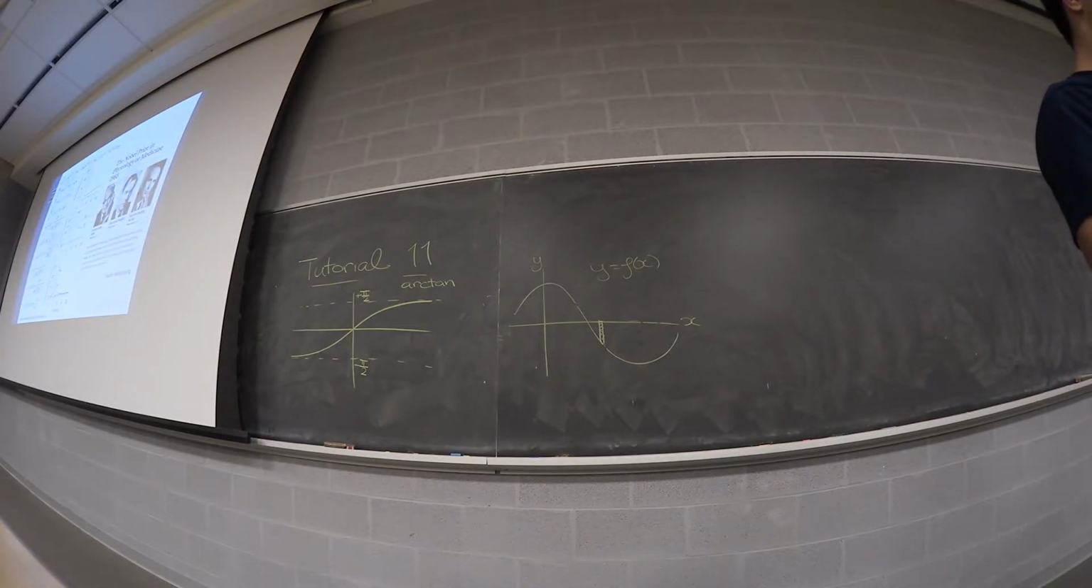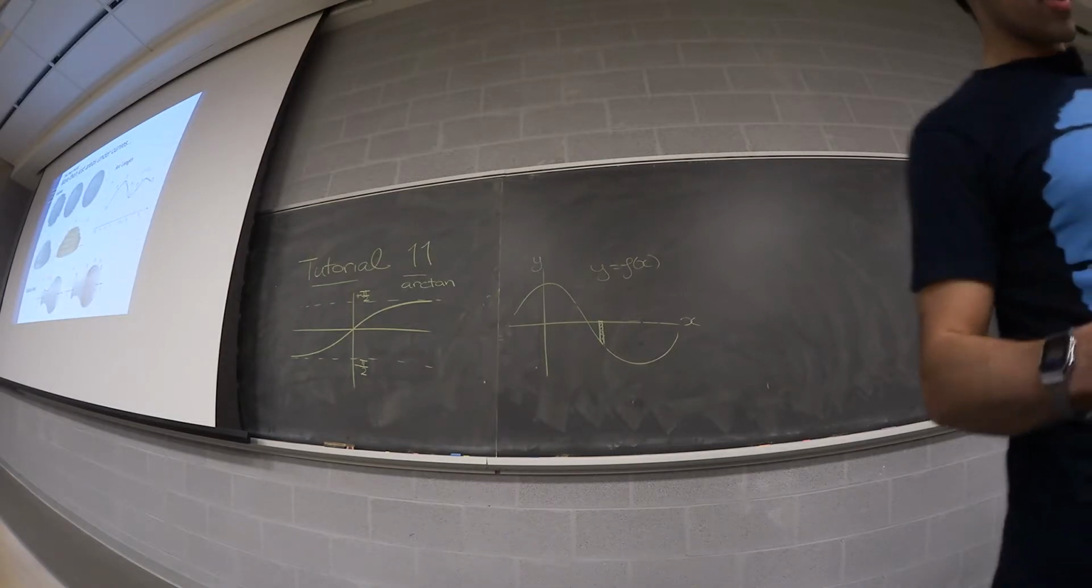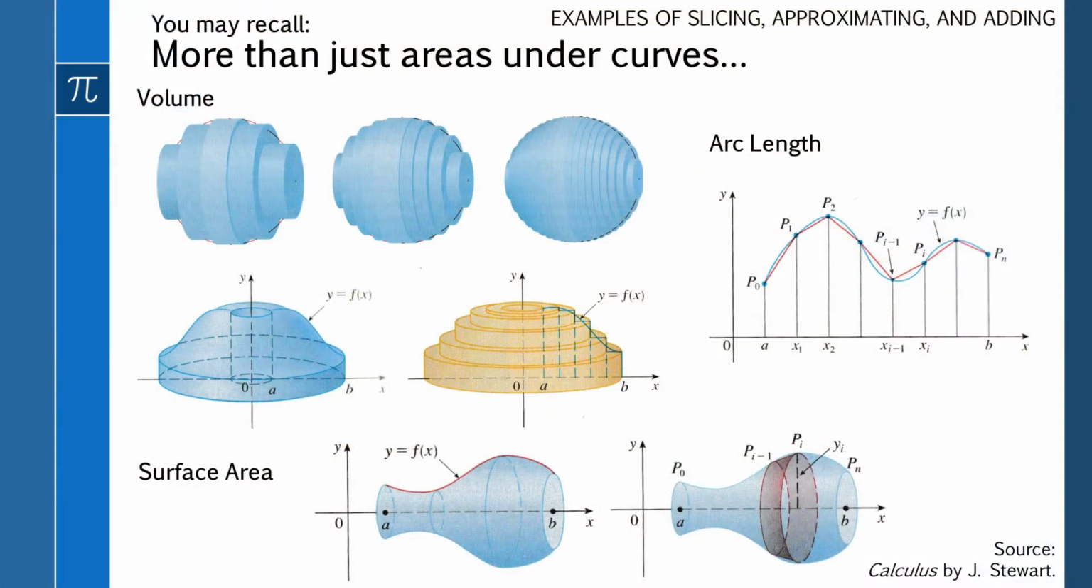And you may remember, you can ignore this for now. You remember I brought this up. You guys are going to talk, if you take 128, or if you're just interested, you're going to talk about volumes of solids of revolution, areas of surfaces of revolution, and lengths of curves. And to do that again, you chop up, approximate, take a limit, and again, you end up with a definite integral.